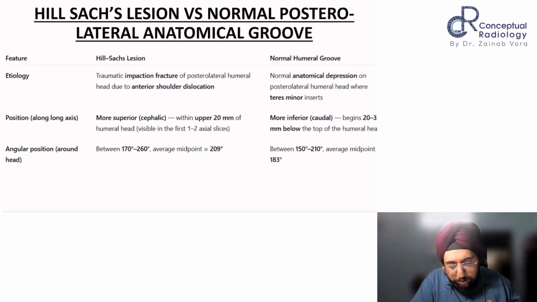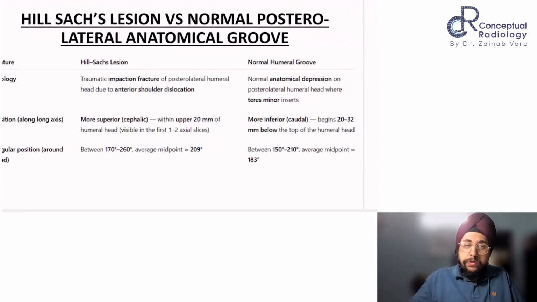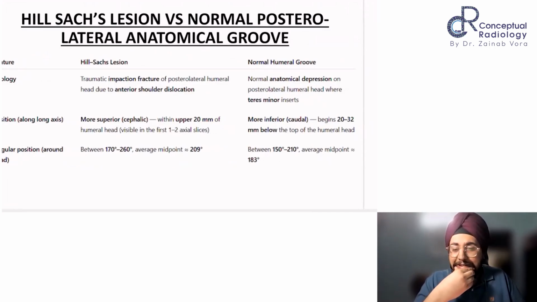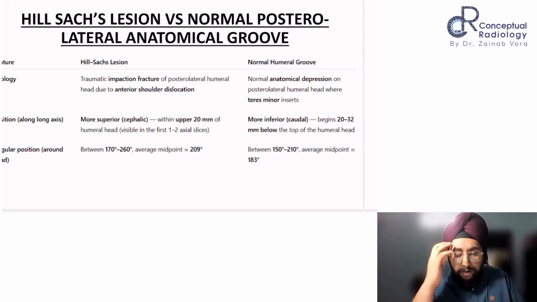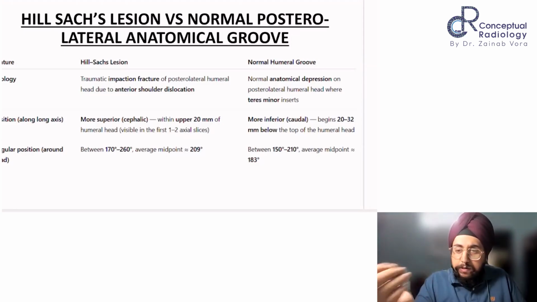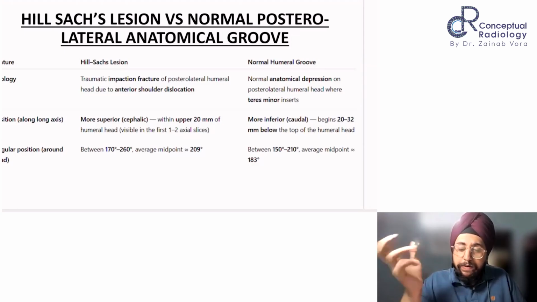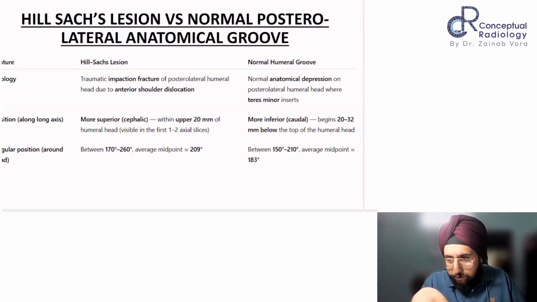Now, the first confusion which I have seen in many consultants and residents is that they're not able to differentiate between a Hill-Sachs lesion and a normal posterolateral anatomical groove, which we see in almost all cases. So there are certain points. You will not find this specified in most books, but I've seen it's a very common confusion. We'll see a simple smooth groove on the posterolateral aspect, and I've seen residents labeling it as a Hill-Sachs defect, not knowing that's actually a normal anatomical groove on the posterolateral aspect.